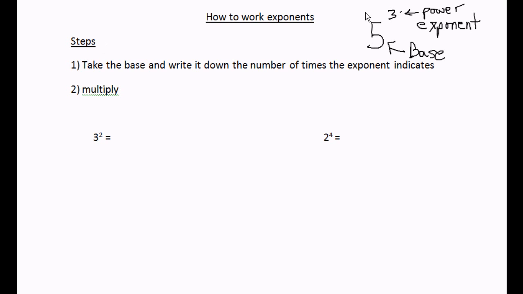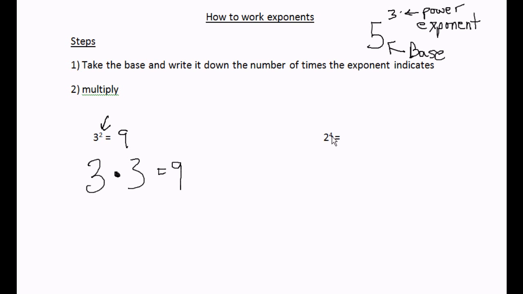Okay, so here are the steps on how to work 5 to the third power, or 3 to the second power, or 2 to the fourth power. Step 1, take the base and write it down the number of times the exponent indicates. So I'm going to do this first one. The base is 3. The exponent indicates 2. So I'm going to take the base and write it down 2 times. That's step 1. Step 2 is multiply them. 3 times 3 is 9. 3 to the second power equals 9.